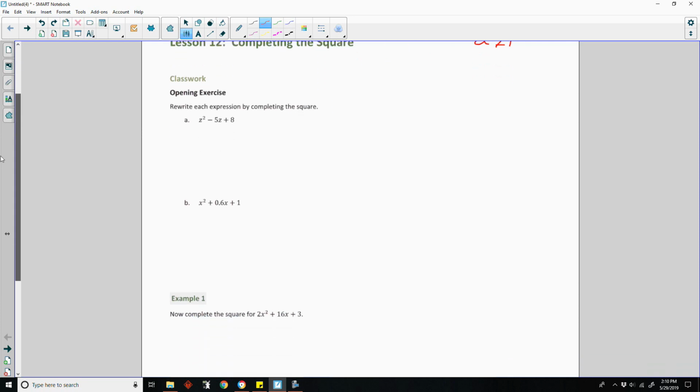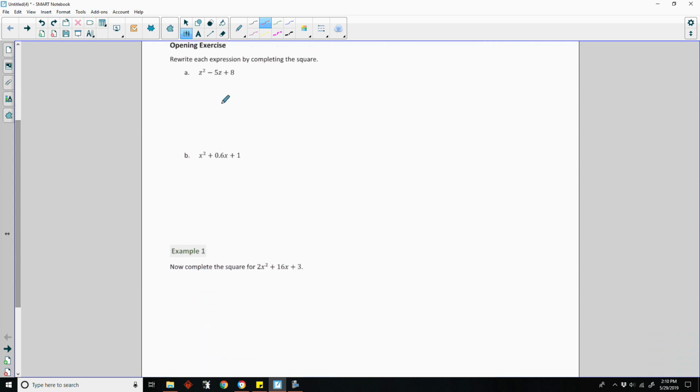Okay, so the opening exercise is just a review of lesson 11. It is 2 problems where they want you to complete the square where a is 1. So pause the video, see if you can do this, and then come back and see how you did. So we have z squared minus 5z plus 8. And just like in the last lesson, we take our z squared minus 5z, which are our terms with the variable, and put them in parentheses and leave a space, and put our constant outside.